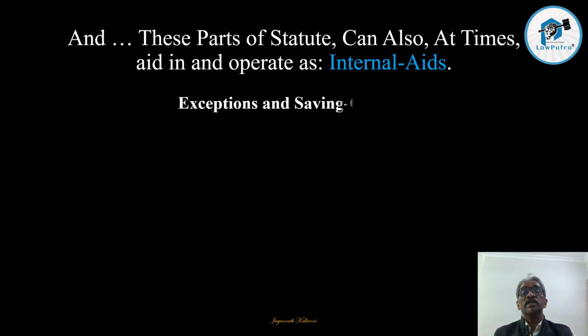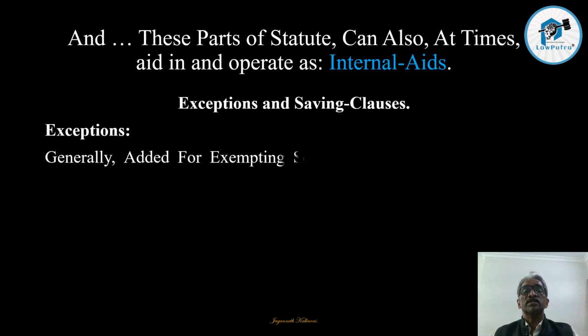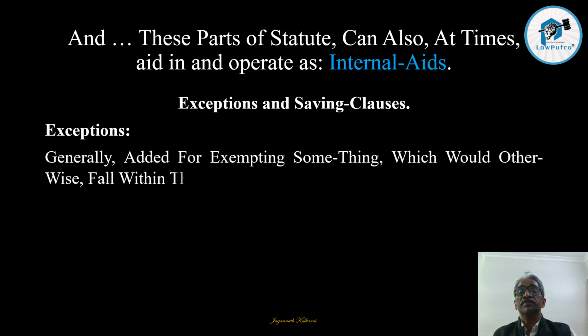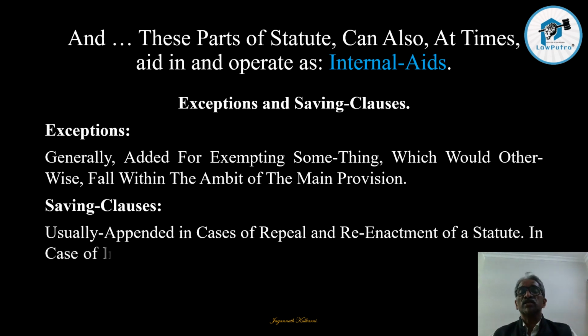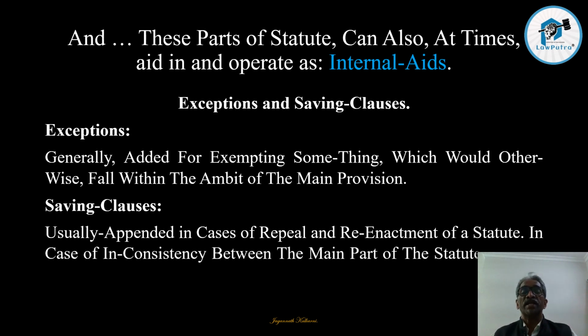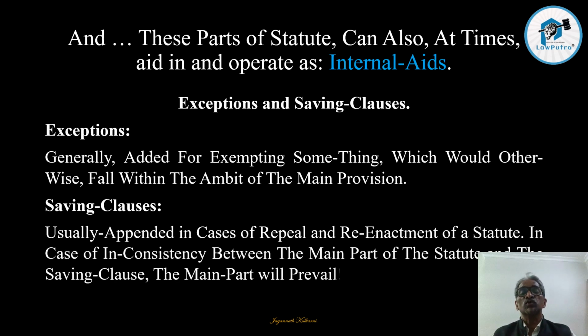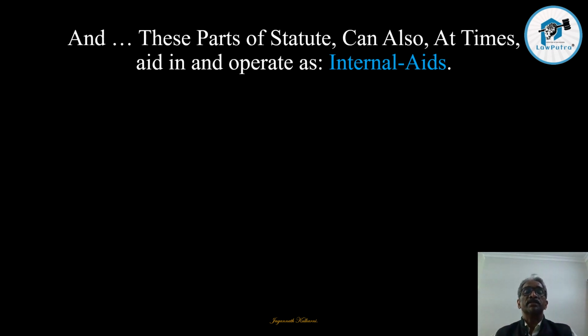Then come the exceptions and saving clauses. Exceptions are generally added for exempting something which would otherwise fall within the ambit of the main provision. And saving clauses are usually appended in cases of repeal and reenactment of a statute. Typically the amended statute or amendments made, and in case of any inconsistency between the main part and the saving clause, the main part will prevail. The saving clause will be secondary.